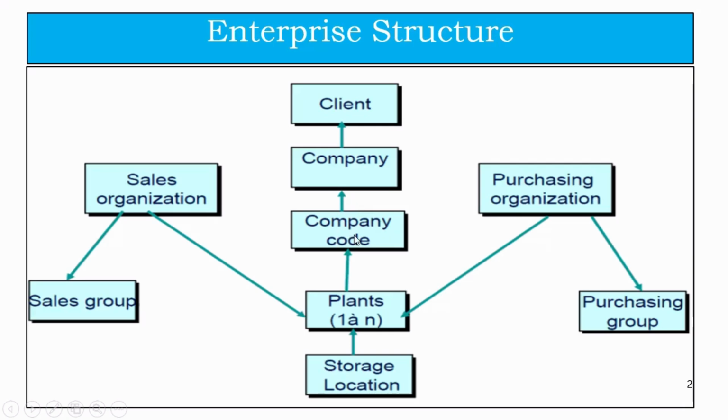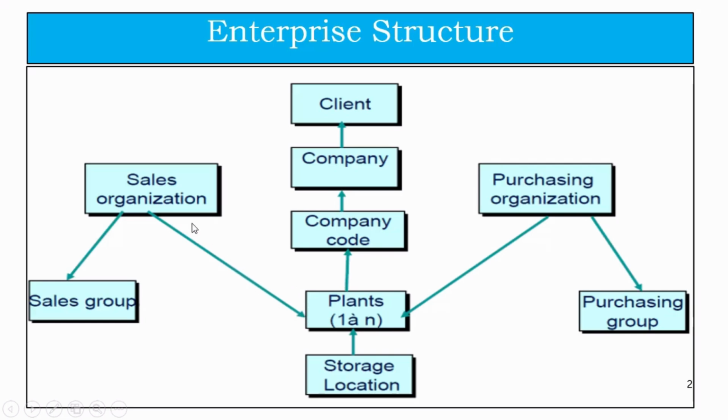Then you have the company code. That company will have n number of plants: plant one, plant two, plant three. Then you have storage locations. For the plant, there is a purchasing organization, and the purchasing organization has purchasing groups.